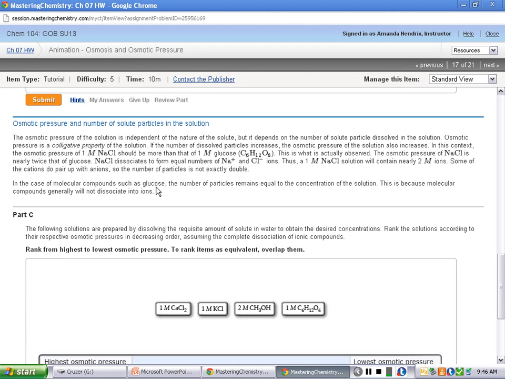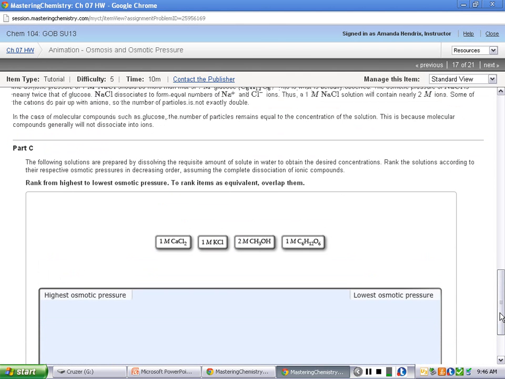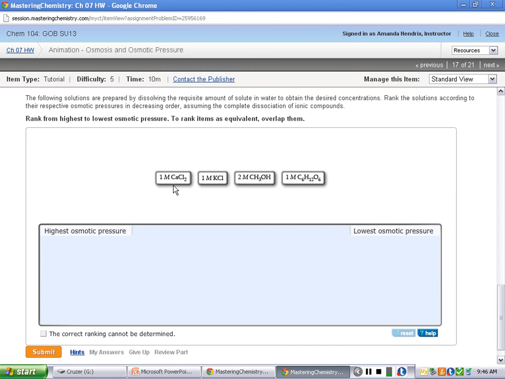And so we're supposed to rank these compounds below. It goes back to really remembering our ionic compounds and our covalent compounds. Our ionic compounds completely dissociate in water. So the first two compounds given are ionic, and we have calcium chloride and we have potassium chloride.